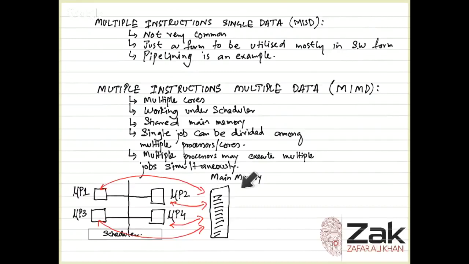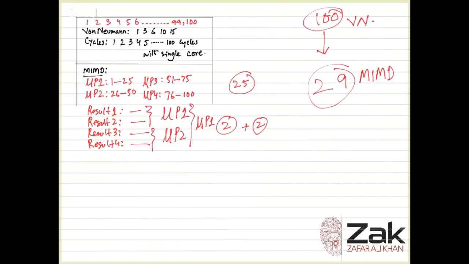All right, so they have shared memory. Now let's see what parallel processing actually means. Let's say it is von Neumann architecture, single instruction, single data. Beta, pay attention.